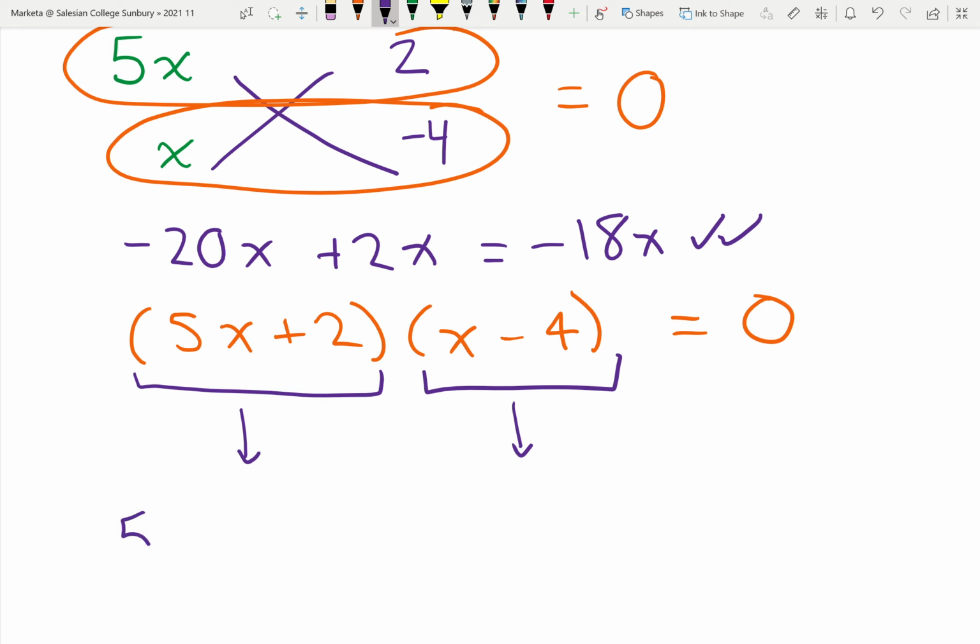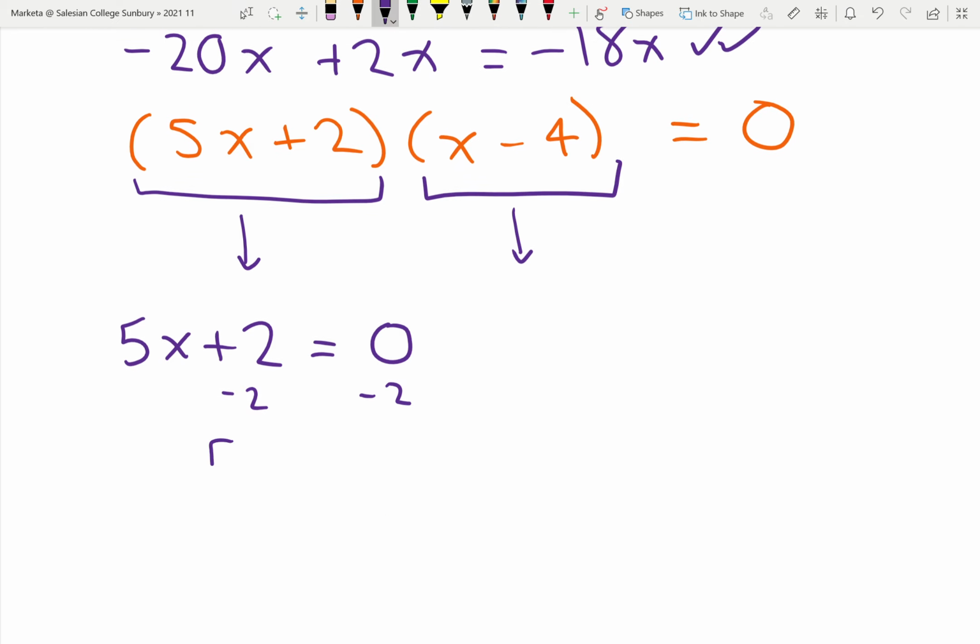So the first one, 5x plus 2, can equal 0. Let's minus 2 on both sides, and we get 5x equals negative 2, and let's divide by 5.